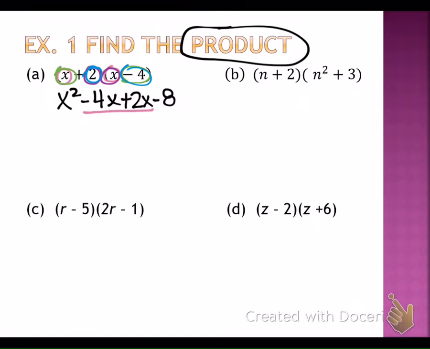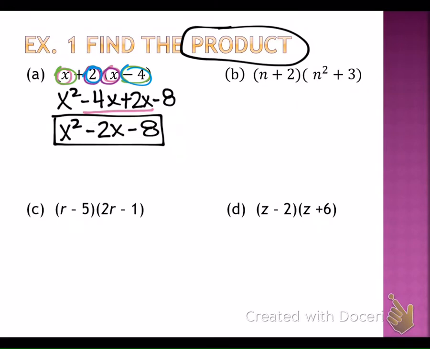So we bring down the first term, we bring down the x squared. What do we get when we combine negative 4x plus 2x? Negative 2x. Good. So we switch back into what we learned yesterday and we simply add or subtract the coefficients. So negative 2x, and then of course we bring down the negative 8. So that is how you multiply binomials using FOIL.